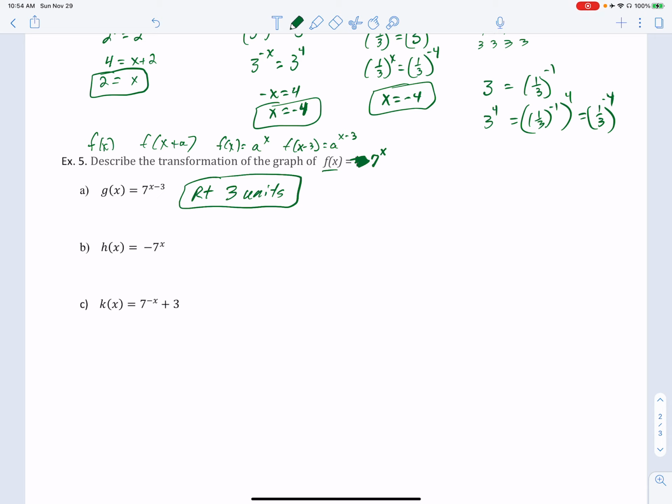And then when you have f of x and you negate it, that is a reflection in the x-axis. So our original function is 7 to the x, and you are negating that entire function. So this is a reflection in the x-axis.